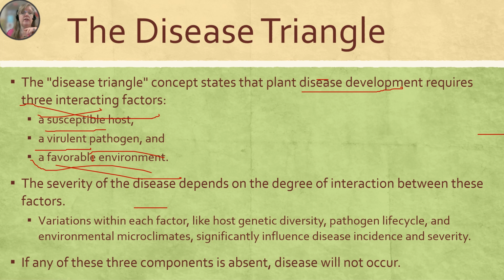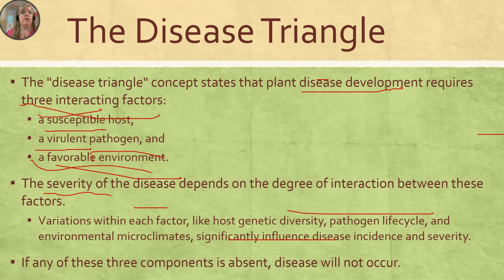The severity of the disease is going to depend on the degree of interaction between these factors. Like I said, I'm going to describe it again when I have the picture because I think so much better with pictures. The severity of the disease, how strong the disease is, how bad it is, whether or not it's going to kill your plant, is going to depend on the degree of interaction between these 3 factors. And the variations within the factors, like the host genetic diversity, pathogen life cycle, environment, and microclimates, are all going to change the incidence and severity. So there are a lot of factors that determine how severe this disease is, depending on how the 3 parts interact. If any of the 3 components is absent, the disease will not occur. And again, we're trying to not make diseases happen.